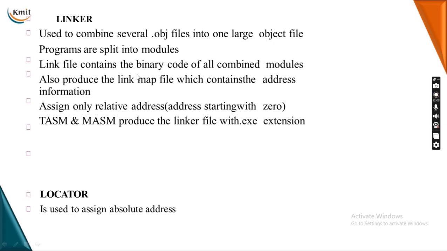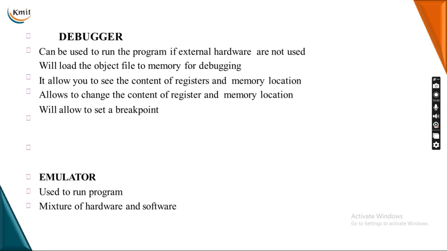This is what the linker does. Simply, a number of obj files and library files will be split into obj files by the assembler. The linker combines all the obj files into a single obj file and converts it into a linker file with the .exe extension. Next, the fourth one, locator. The locator is used to assign absolute addresses.